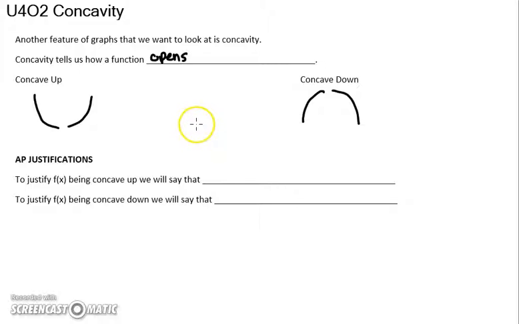Our AP justification. So once again, AP is going to ask us to justify that something is concave up or down. So find the intervals on which something's concave up and justify your reasoning. So our justification for concave up, we're going to say that f prime of x is increasing. F prime of x is increasing tells us that we are concave up. Concave down, you could probably guess, f prime of x is decreasing.